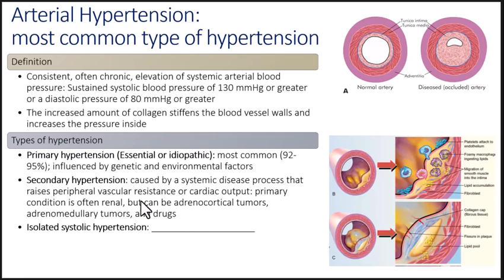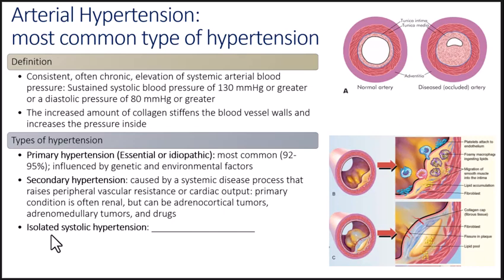Or if there's a disease that increases peripheral vascular resistance, what is that? Well, I told you already that as blood moves through our arteries, some of the resistance it experiences is from the wall around it in its periphery. So if there's some sort of systemic disease that creates more resistance for blood moving through the arteries, it can lead to hypertension. Most cases of secondary hypertension, though, are related to a kidney problem, but there are also tumors that can affect the adrenal gland, whether it's the cortical region or the medullary region, and then certain drugs can lead to secondary hypertension.